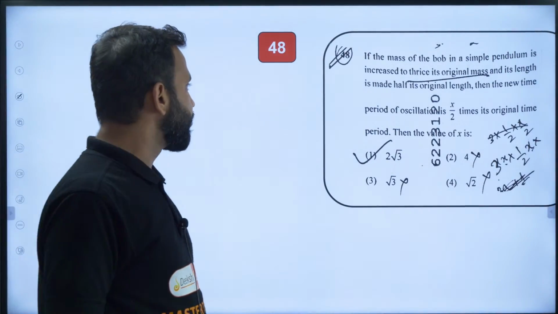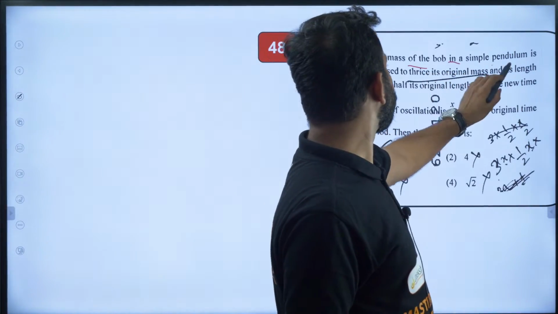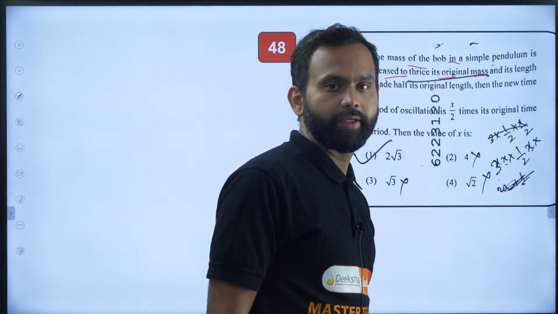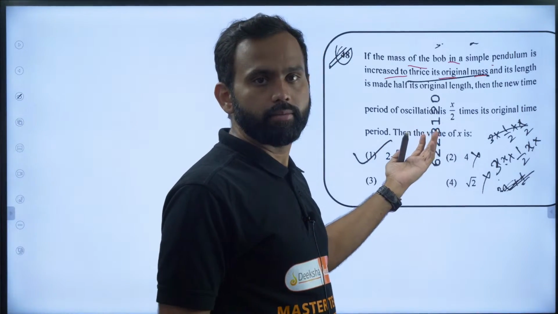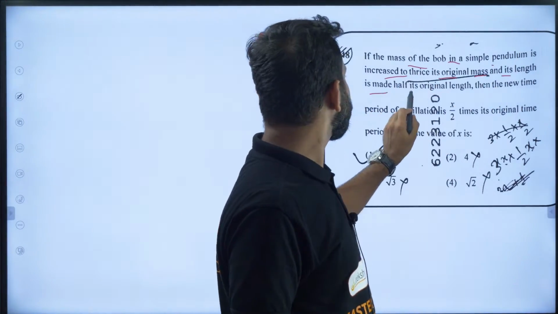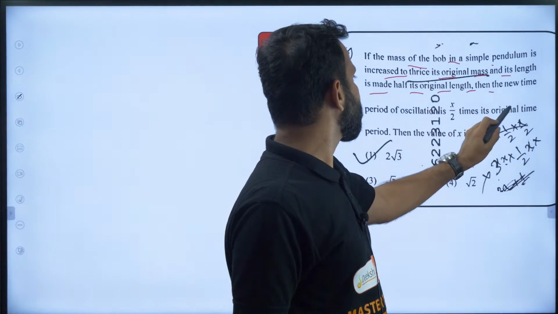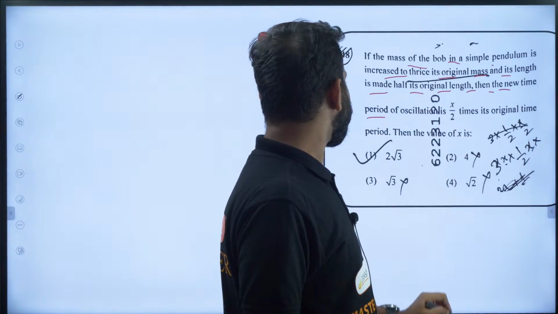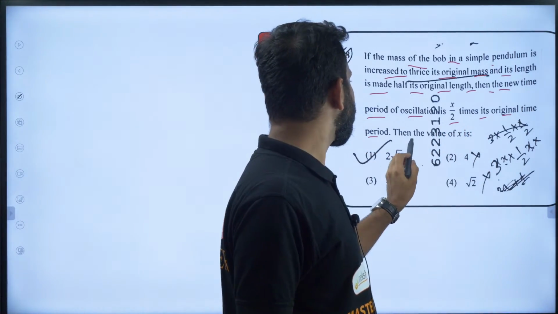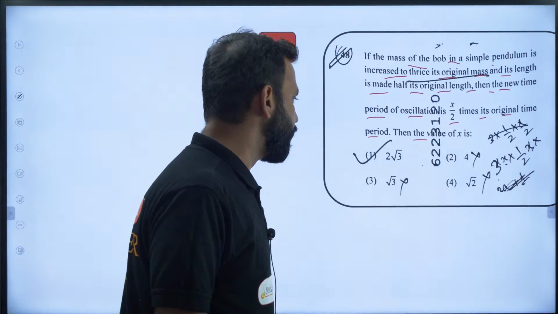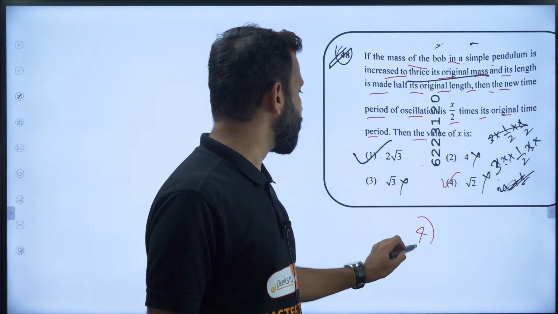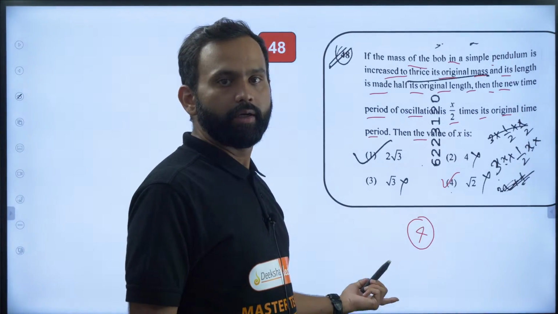Question number 48. If the mass of the bob in a simple pendulum is increased to thrice its original mass, anyway, the time period of the simple pendulum does not depend on the mass, right? And its length is made half its original length, then the new time period of oscillation is x by 2 times its original time period. Then the value of x is root 2. You will get the option correct here. Option 4 is the correct option.